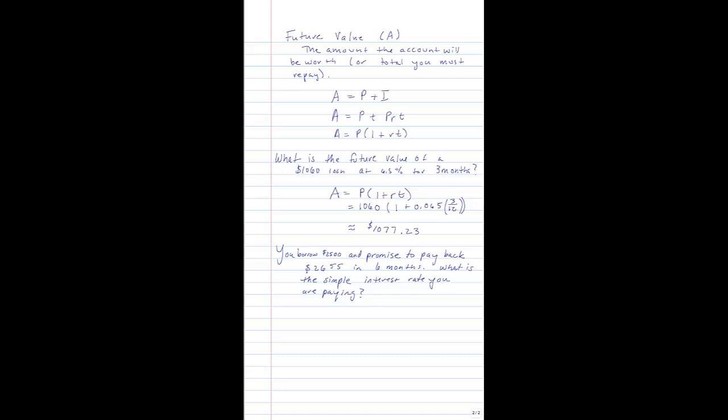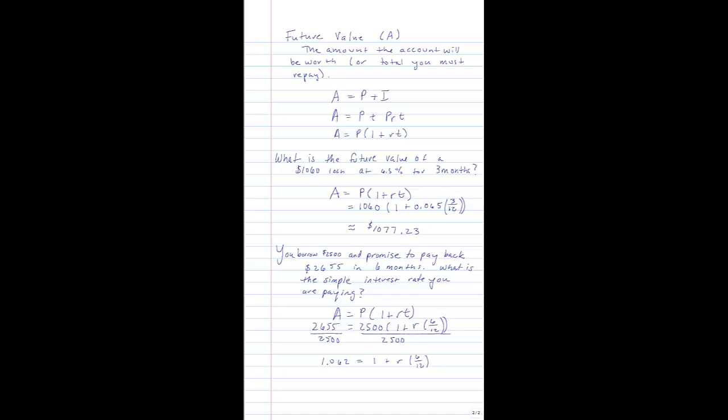Here's another kind of question. You borrow $2,500 and you promise to pay back $2,655 in 6 months. The question is, what rate for simple interest are you actually paying? We're going to use this same formula, A equals P times 1 plus RT. But now what we don't know is our rate. Alright, the first thing we're going to do is divide both sides by 2,500.